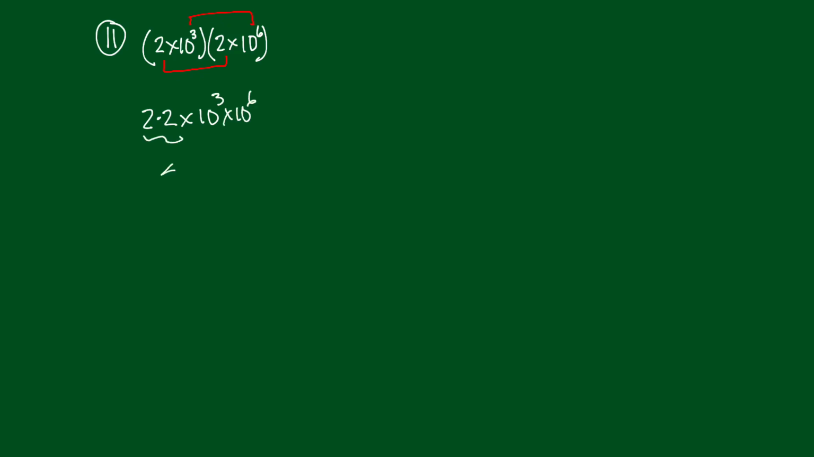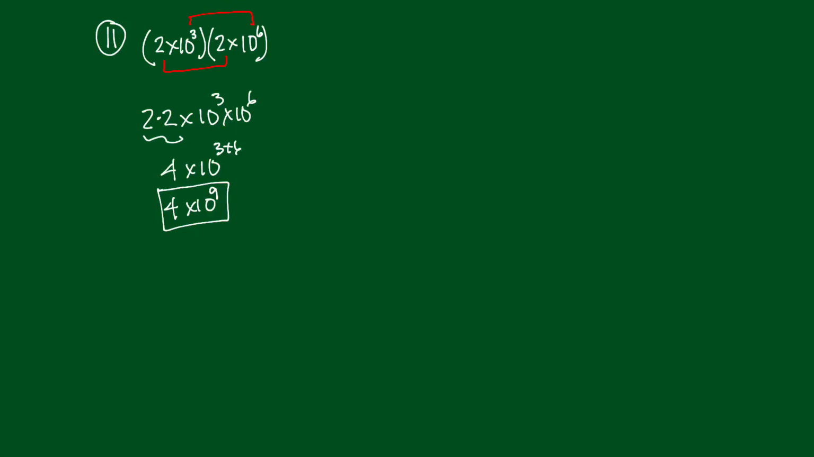Now, that, of course, is 4 times 10 to the, and what do you get here? We're multiplying 2 powers with the same base. So you add the exponents, so I get 3 plus 6. So we're going to get 4 times 10 to the 9th.